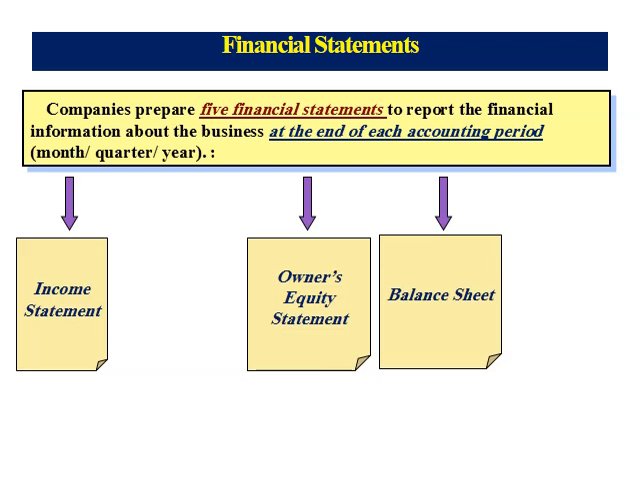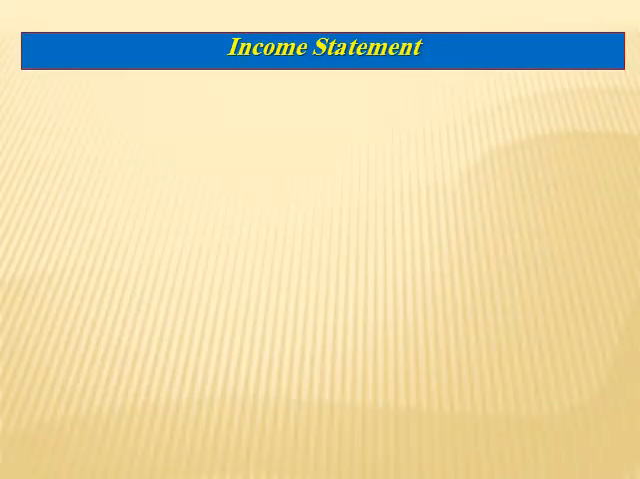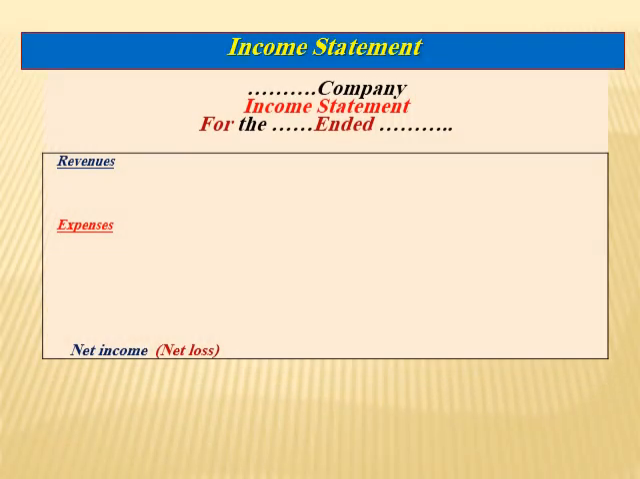Okay, let's start. The income statement takes this shape. We have 3 lines above the statement. We have to write the name of the company, the name of the statement here, income statement, and the date of the statement here: for the year ended, for the month ended, for the quarter ended. It is the date of the income statement.